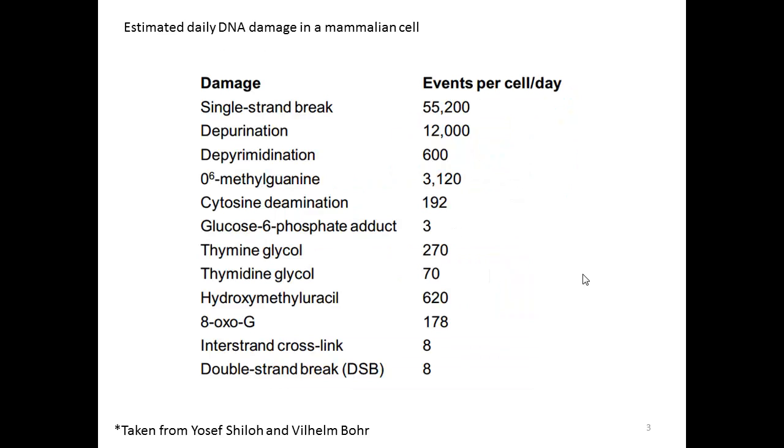As mentioned, not only can there be mistakes made during synthesis, but there can be lots of damage done to a cell. This is an amazing table which I just saw recently in a talk by Joseph Shiloh, who did some work examining and quantitating the amount of damage done to a single mammalian cell, so to 3 billion base pairs in a single day.